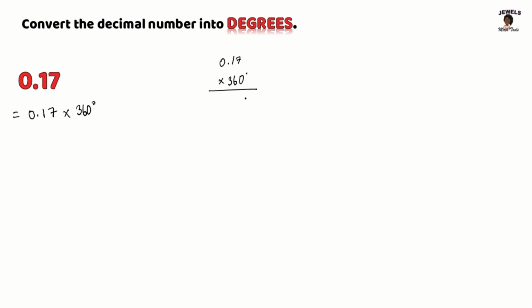So 0 times 7 is going to be 0, 0 times 1 is 0, and 0 times 0 is 0. So we're going to add in another 0 and begin multiplying by our 6. 6 times 7 is 42. We'll put our 2, carry the 4. 6 times 1 is 6, plus 4 will be 10. We'll put our 0, carry the 1. 6 times 0 is 0, and 0 plus 1 is 1.